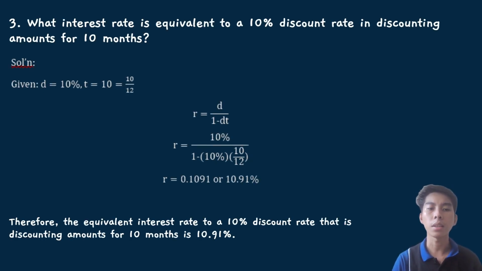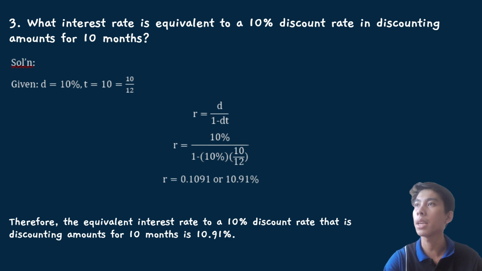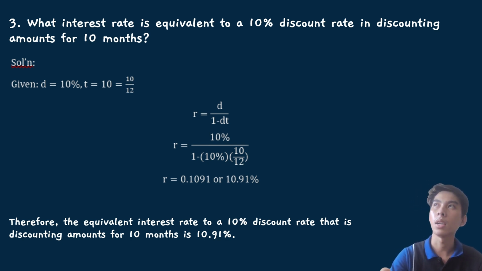Therefore, the equivalent interest rate to a 10% discount rate, that is, discounting the amount for 10 months, is 10.91%. And that's how you solve for the interest rate and the discount rate, to know their comparison, or how much interest your invested money has grown, or how much discount rate you get for that money.